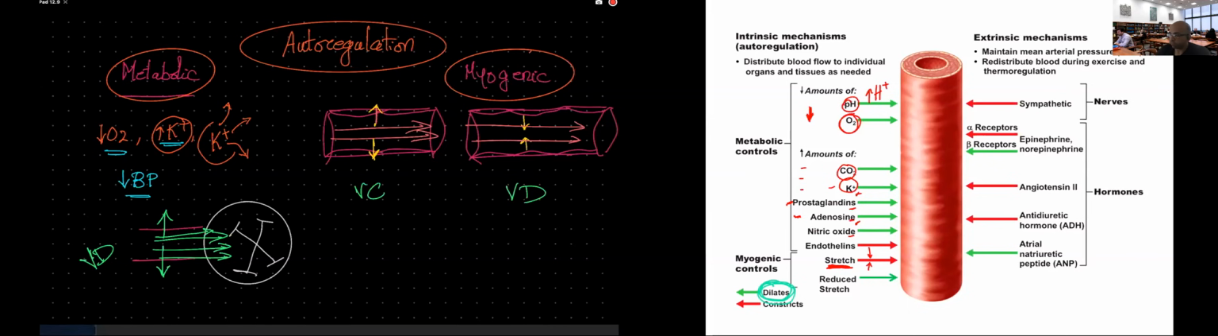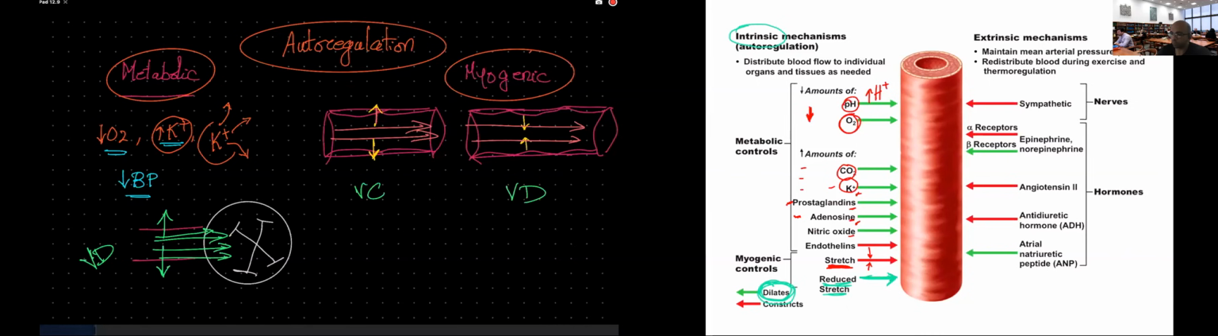What if I have a reduction in the degree of stretch? So I'm expecting a certain degree of stretch, but I'm getting less stretch than what I'm used to. This means I'm getting less than what I need, and I would need to dilate the vessel in order to get enough blood supply to this organ. All those are part of the intrinsic mechanism or the auto-regulation.